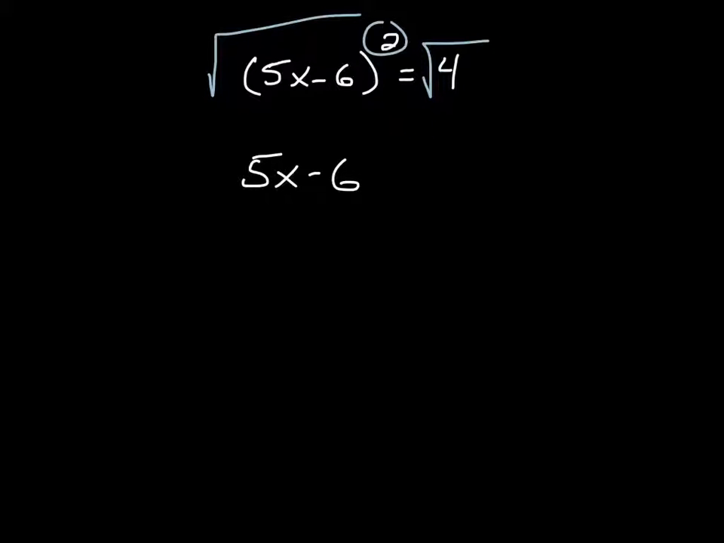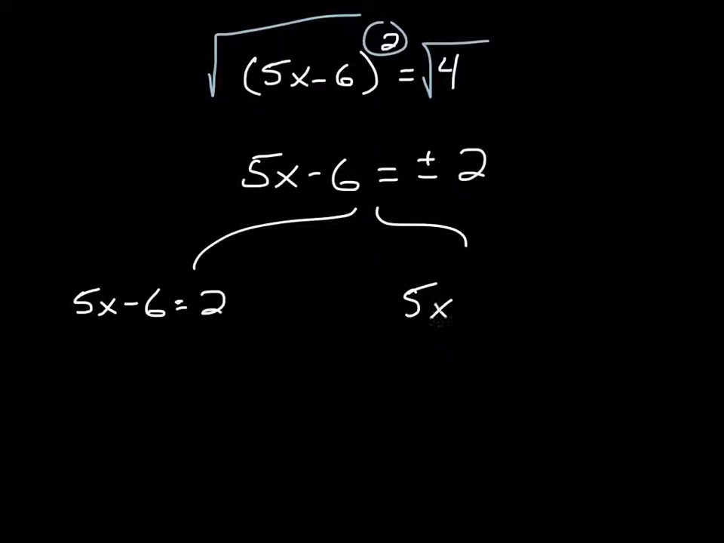What's really important is now on the right-hand side of the equation, because this is an even radical that I'm applying, I get this plus or minus the square root of 4, which is 2. And this is really two separate equations. We have one equation which is 5x minus 6 equals 2, and we have 5x minus 6 equals negative 2. And then we solve each of these equations separately to get our two solutions.